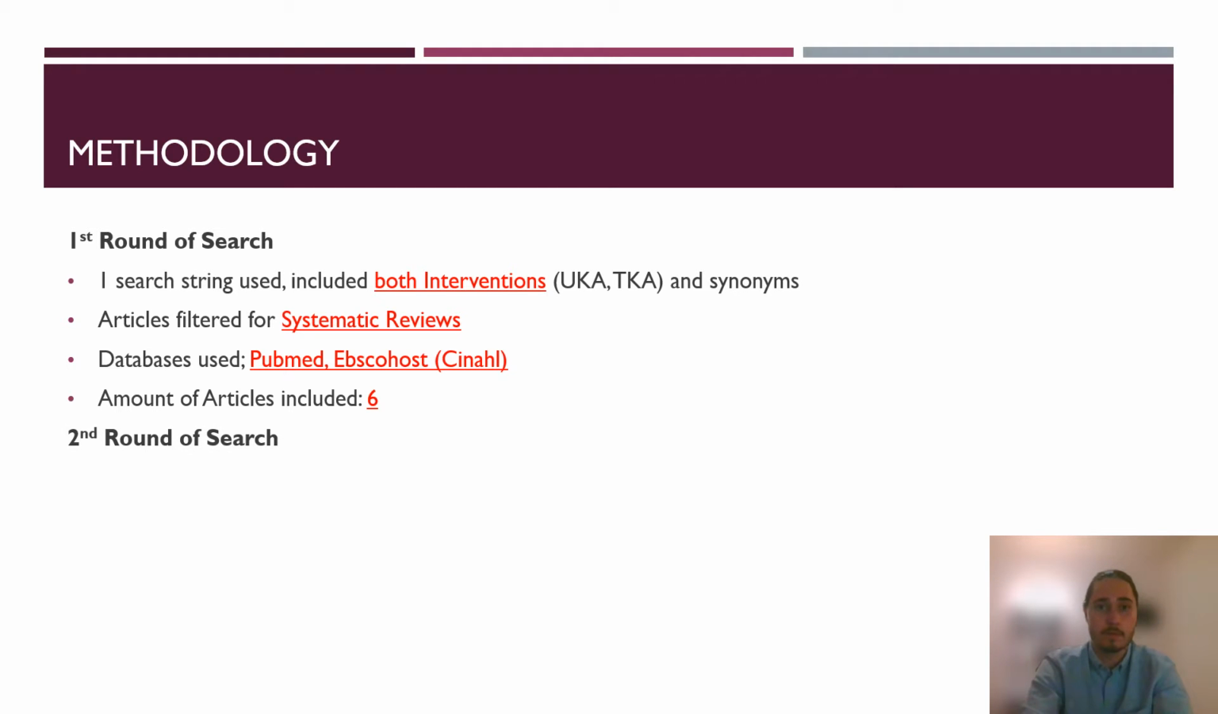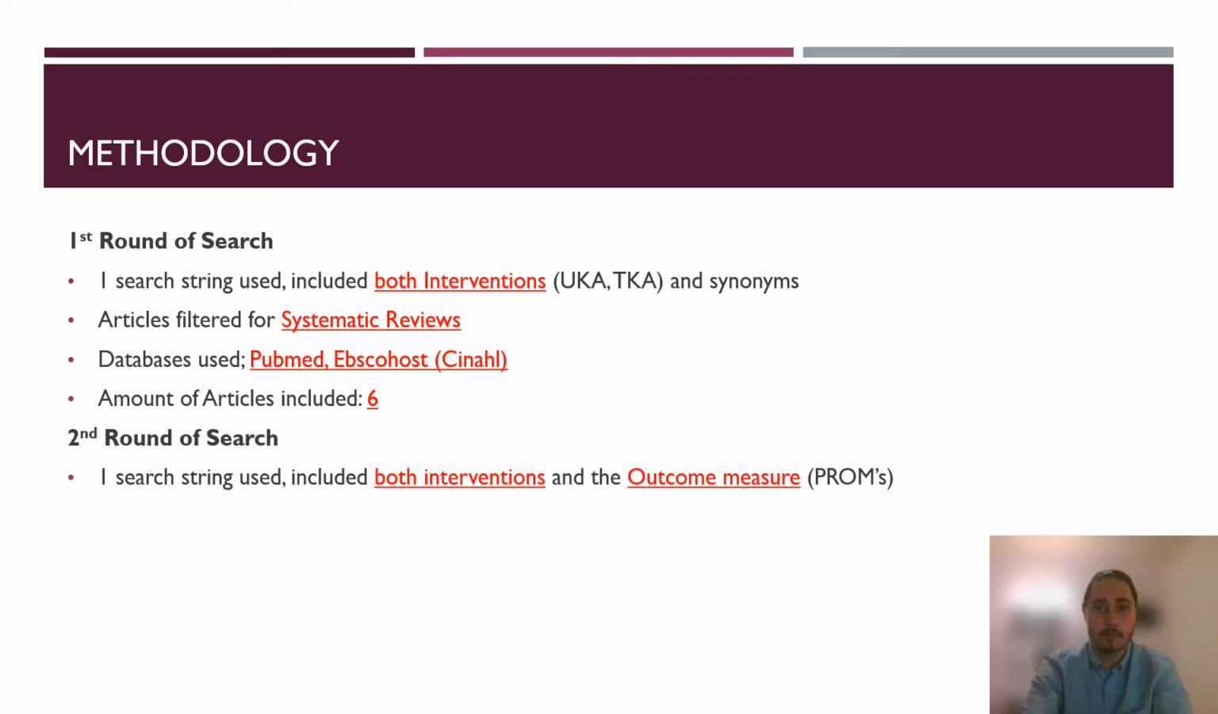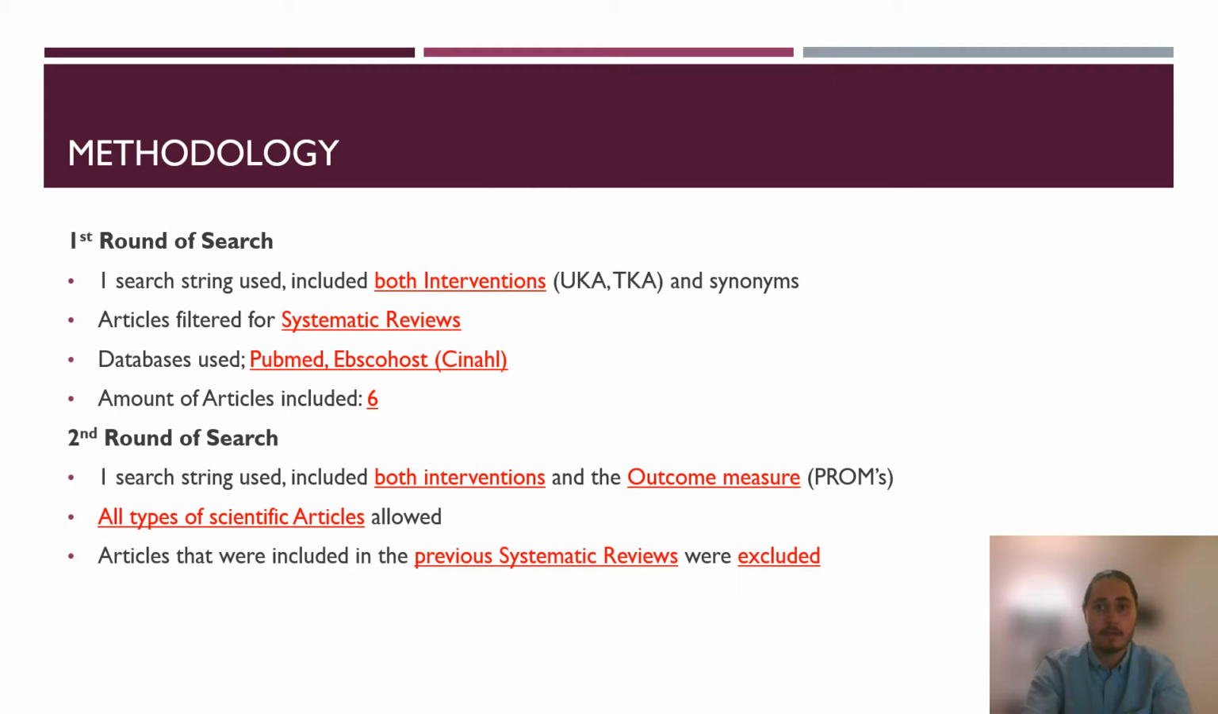For the second round of the search, a different search string was used. This one included both the interventions and the outcome measures, in this case, PROMs. The search was not filtered for systematic reviews and included all types of scientific articles. After identifying articles, a search function was used to determine if they'd been studied in the systematic reviews that I included in the first round. This was done to prevent duplicate studies that may skew the results. Again, PubMed and CINAHL were used. At the end, 3 final articles were included.